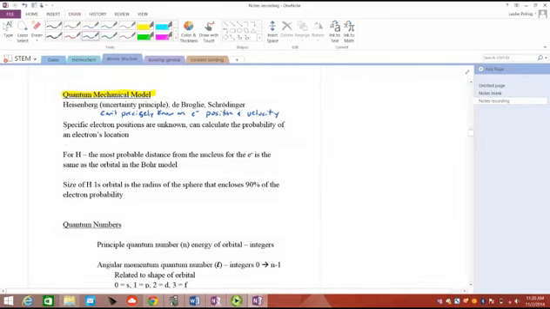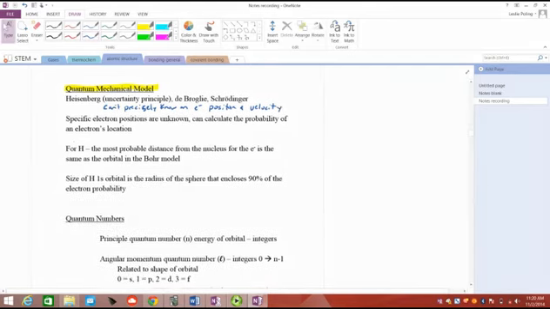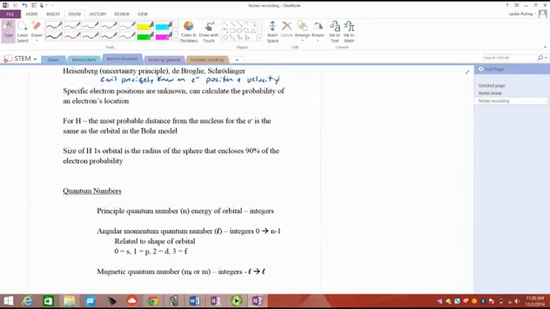So everything was figured out for hydrogen first, and then the model was applied to see if it worked on others. That's why Bohr's model fell apart, because it didn't work for anything other than hydrogen. So this is interesting, that for hydrogen, the most probable distance does correspond to Bohr's orbital. But the size of any orbital is where there's a 90% probability of finding the electron.